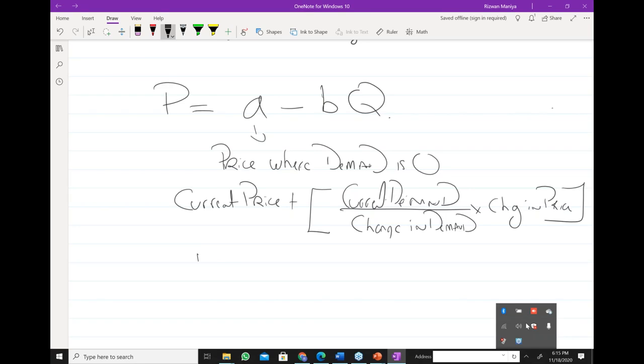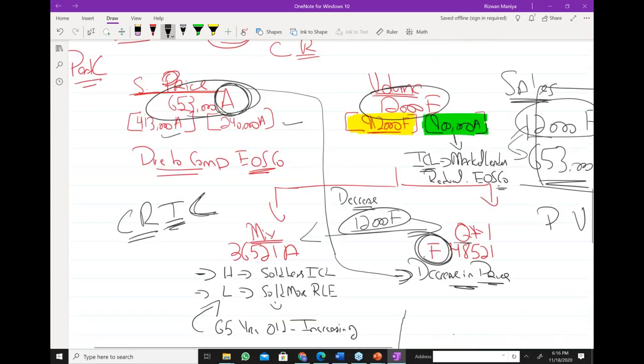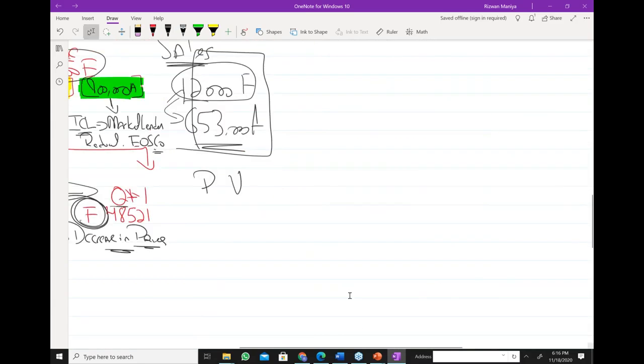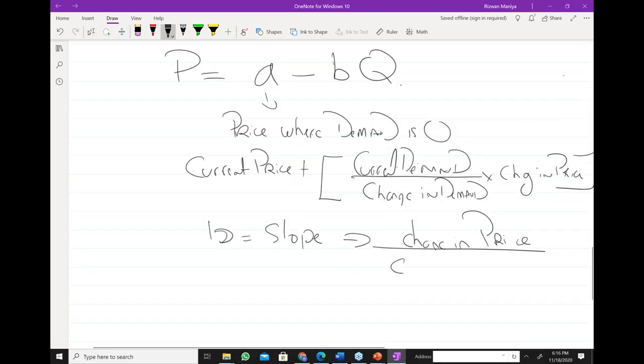Now, what is B? What is B? Okay, so B is gradient or slope. We call this slope. So how do we find this? We find this by a formula, change in price over change in demand. This is a very interesting question. Please be with me.